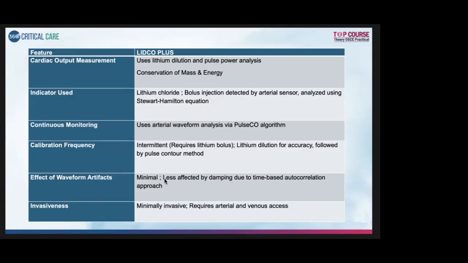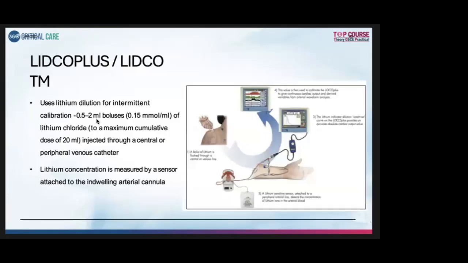The effect of waveform artifacts is minimal, and it is less affected by damping due to the time-based autocorrelation approach. Okay, it is minimally invasive. It requires arterial and venous access. So as I told you, it uses lithium dilution as the calibration technique. Intermittently, the lithium is injected. 0.5 to 2 ml boluses of lithium chloride are injected through a central venous catheter, and then this is sensed by an arterial cannula where the sensor is attached and the dilution curve forms. So using the area under the curve and the Stewart-Hamilton equation, the calibration will be done. And using pulse power analysis, there will be continuous cardiac output monitoring.